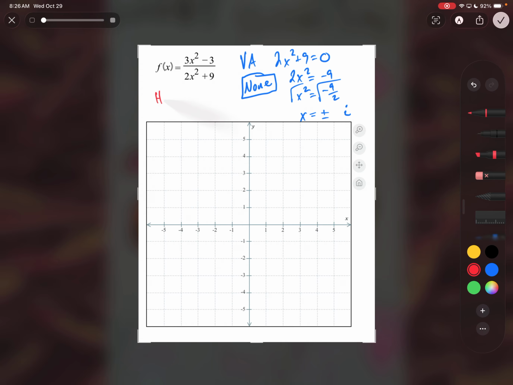The horizontal asymptote, the degree of the numerator is 2. The degree of the denominator is 2. Y'all are good on finding the degree, right? That's just the highest exponent. Okay. So I am going to take the front numbers as my horizontal asymptote. So 3 over 2. So my horizontal asymptote is at y equals 3 over 2.